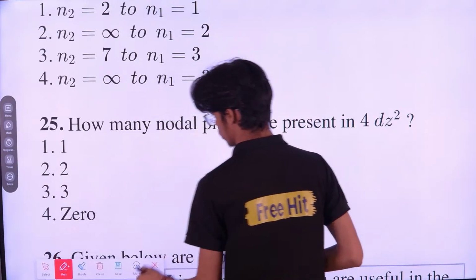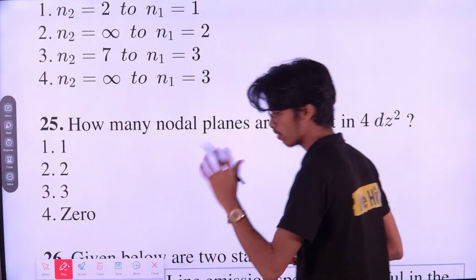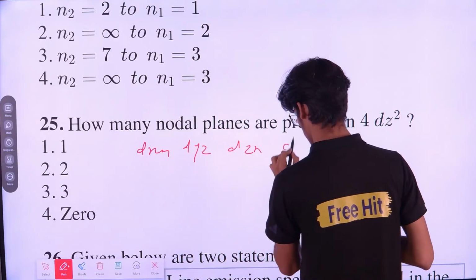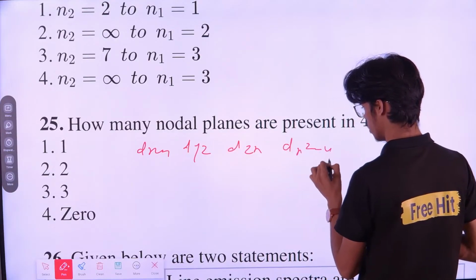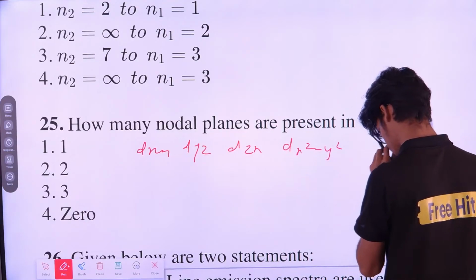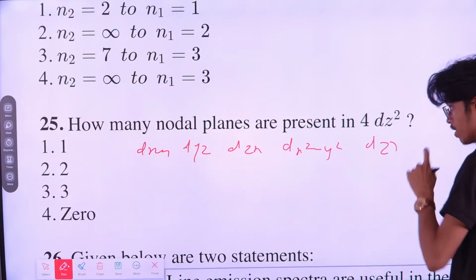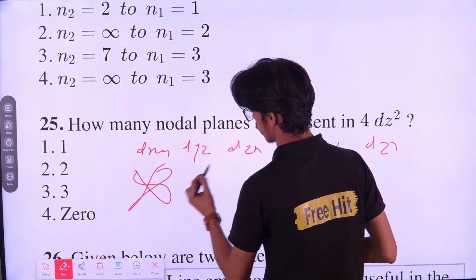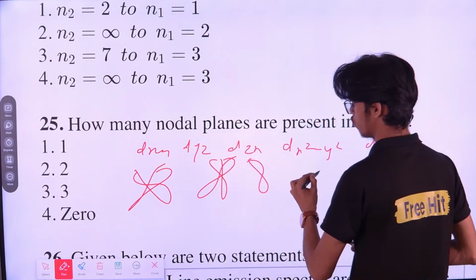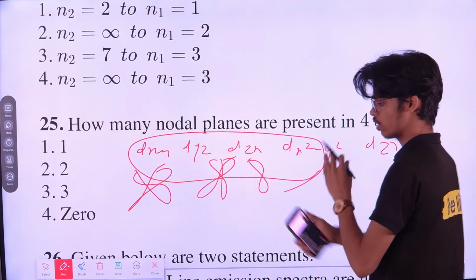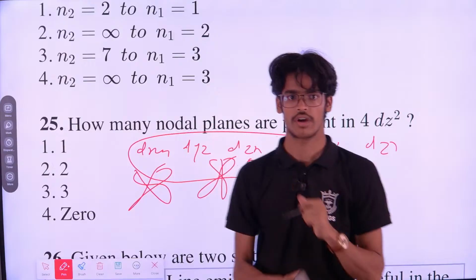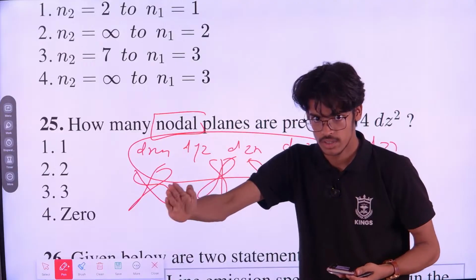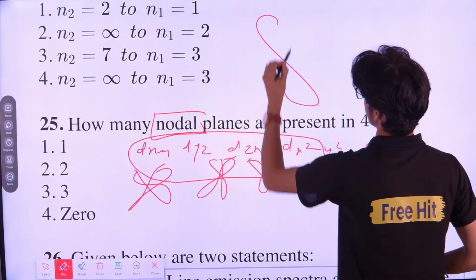If you see the d orbitals, there are 5 d orbitals: dxy, dyz, dzx, dx square minus y square, and then dz square. Now we have 5 orbitals, and these 5 orbitals are going to look like this, some like this, some like this. These 4 orbitals look like 2 dumbbells crossed like this. And nodal planes are what? Just a plane. See, the orbitals are going to look like this.